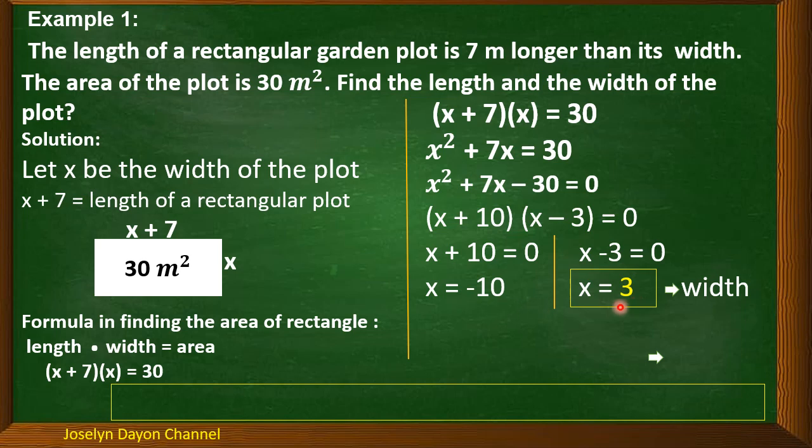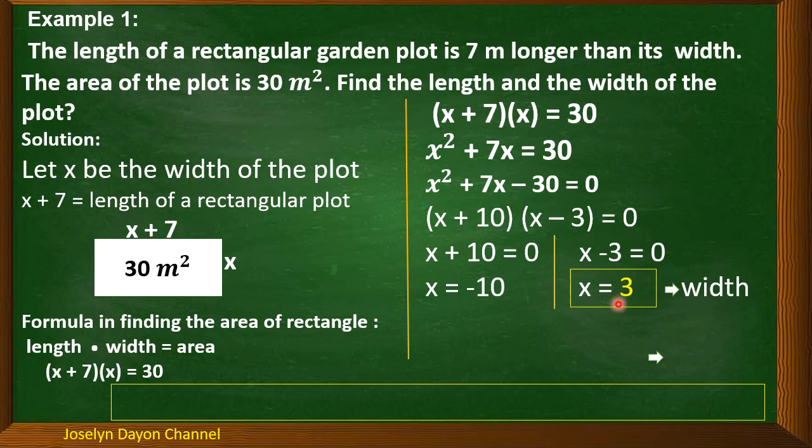We have here two values, but we have to consider only the positive value because the problem is asking for the dimension of a rectangular garden plot. So we'll only consider x is equal to positive 3.